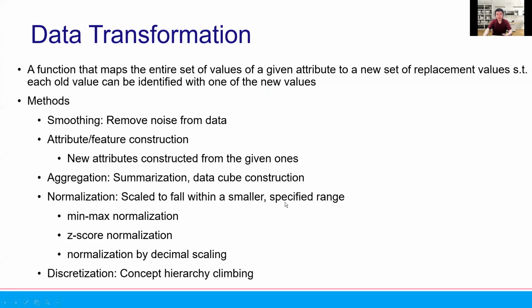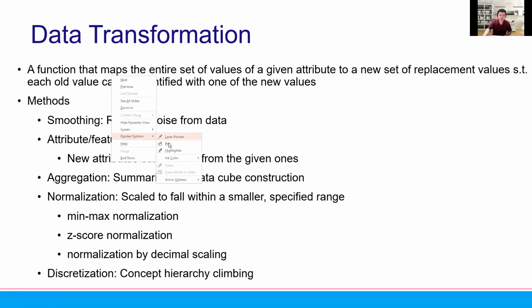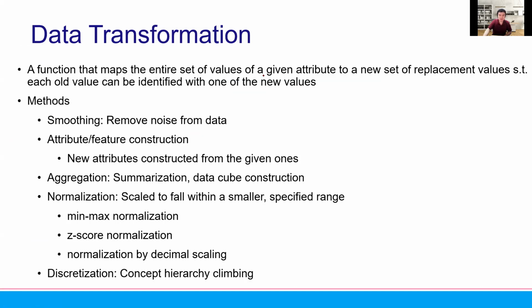What is data transformation? Based on the definition, it is a function that maps the entire set of values of a given attribute to a new set of replacement values, subject to each old value being identified with one of the new values. So the key point is how we can transform the old values to new values. There are many ways to transform the data.